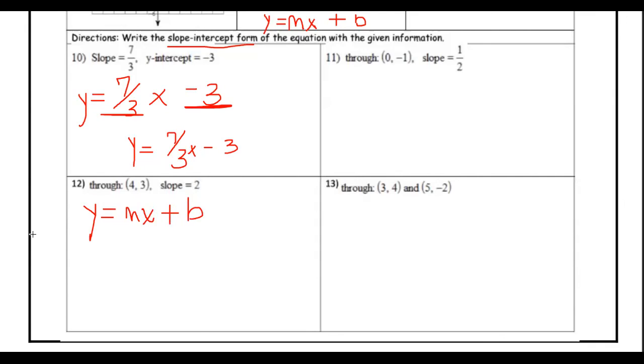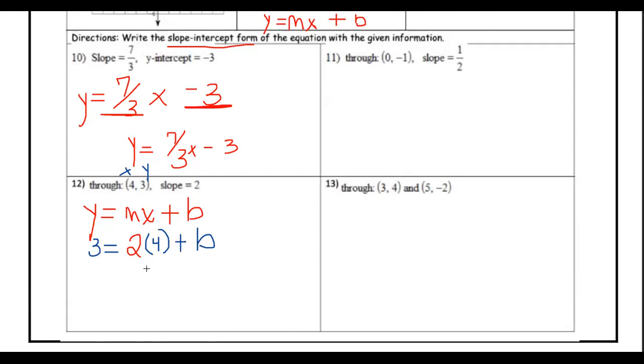So we know the slope is m. We know that's 2. That goes right there. But how does this point help us? Remember, anytime you have an ordered pair, the first number is always x and the second number is always y. You can always employ that strategy when you're trying to figure things out. So y is 3, and x is 4. And since I have every other variable substituted, I can solve for b now.